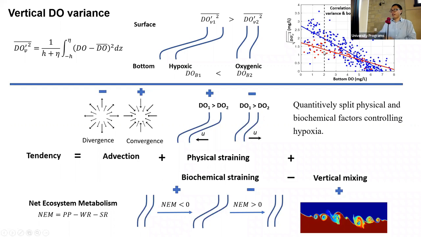With this proven pattern, we can derive the budget terms for the oxygen variance. The most different part is the biochemical straining, which we also call the net ecosystem metabolism. That's the production of oxygen minus the respiration in the water column and the sediment. If the net metabolism is less than zero, then hypoxia can develop, and then we have higher variance. And by comparing the mapping of each term, we can identify the dominant process.